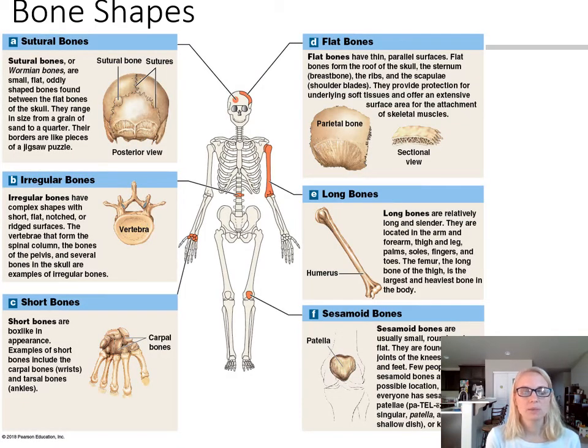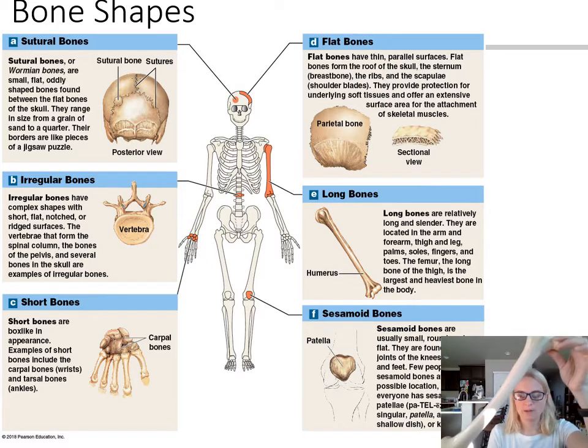Okay, so let's take a look at some bone shapes. There are 6 categories that your book illustrates in this diagram, and I have some models here that I'll be showing. I'm going to skip sutural bones for now and start with the letter E on this picture, long bones. They're showing a humerus, but I'm going to show you the femur. The femur is the largest bone in your body. This is your thigh bone.